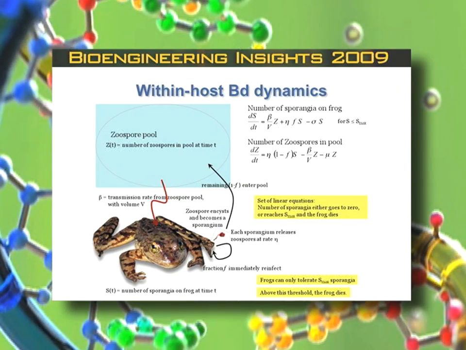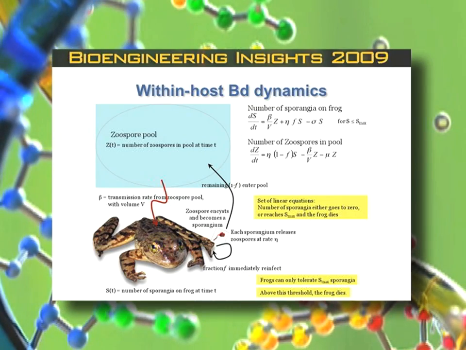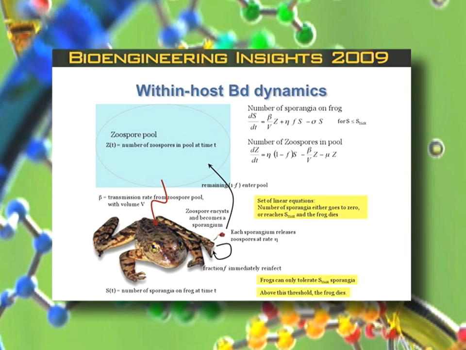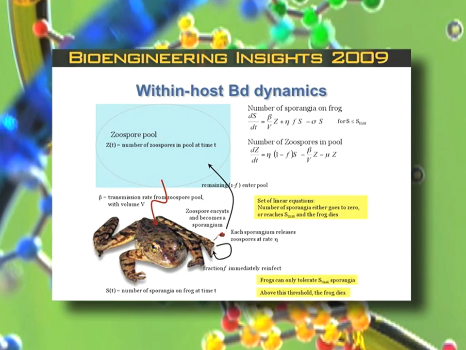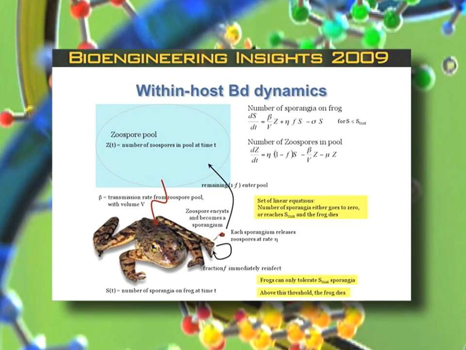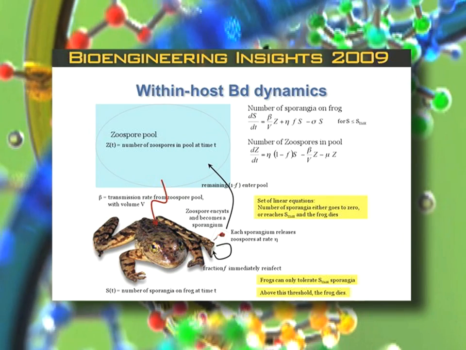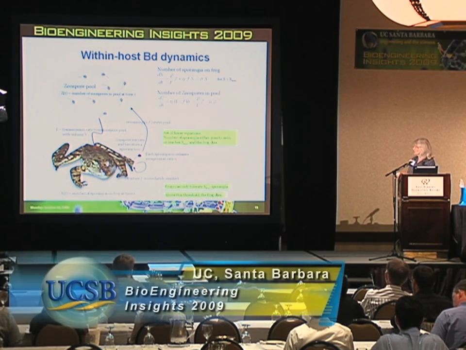And so we developed a series of models. This is a very simple one that describes the BD load dynamics, starting out with just a single frog in some body of water. It follows the number of sporangia on an individual frog and the number of zoospores in the pool, and includes such processes as the transmission encounter between zoospores and frogs, and the release of zoospores. Some fraction of the zoospores might immediately reinfect the same individual, whereas the other fraction might enter the pool. And there are also loss rates of sporangia and zoospores.